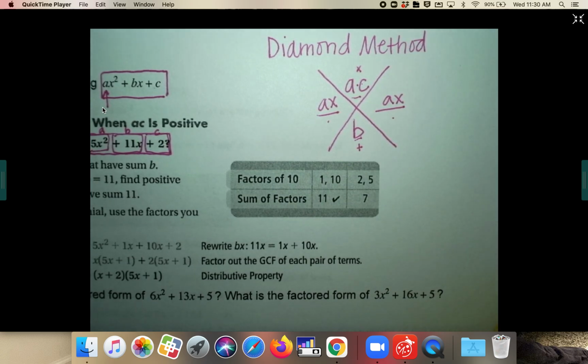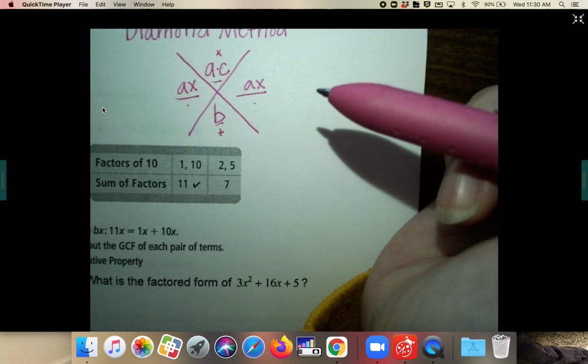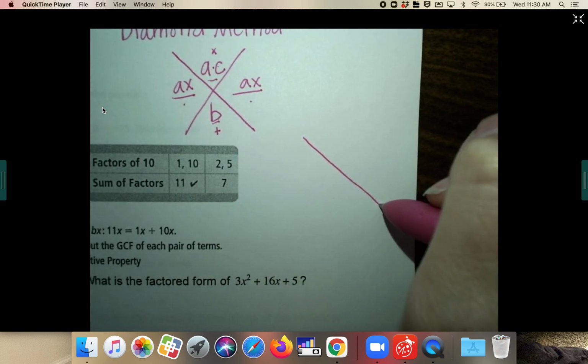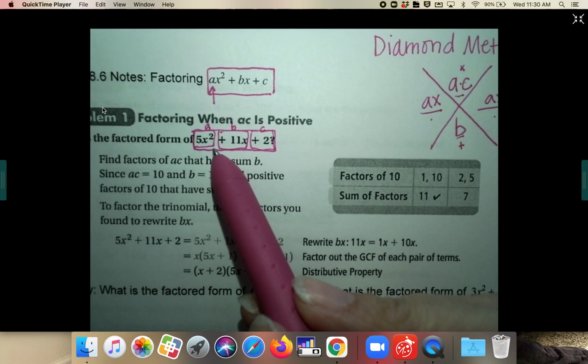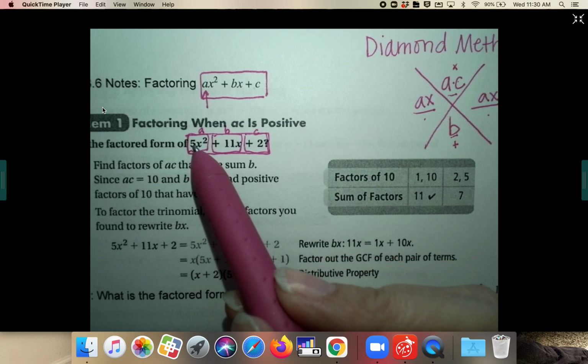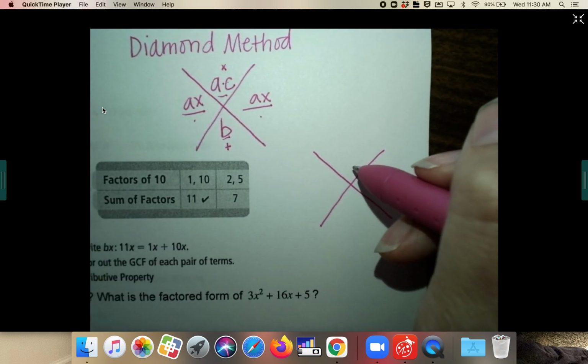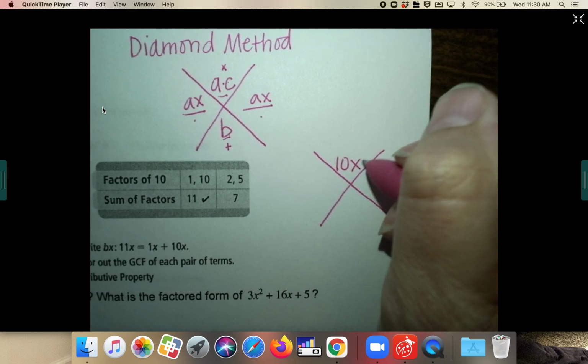Just leave this in your notes and let's try this. And once you see it in motion, hopefully it'll make more sense. Okay, so let's go ahead and do your little diamond. I'm talking about this example problem right here. So let's do 5x squared times 2 and put it up top. So 5x squared times 2 is 10x squared.